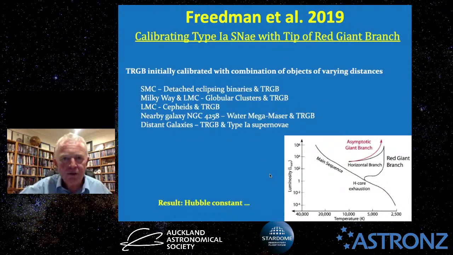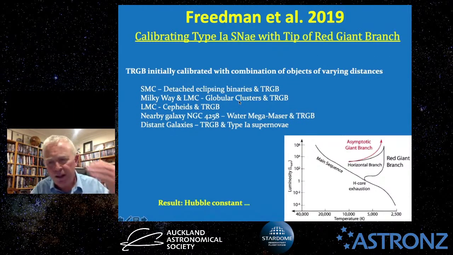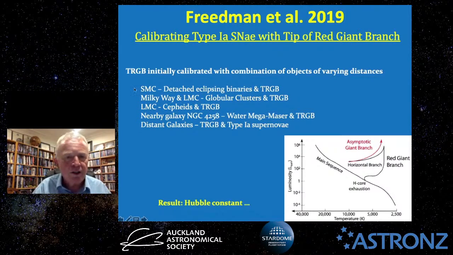So let's have a look at this. She used the tip of the red giant branch, and she initially calculated that, as the other guys did, with a combination of objects of varying distance, really to try and hammer home. So they looked at the Small Magellanic Cloud. That's another satellite galaxy. It's about 200,000 light years away from the Milky Way. And they looked at the detached eclipsing binaries there, and they matched them up with figures. They did a color magnitude diagram of the Small Magellanic Cloud, and they looked at the value for the tip of the red giant branch there, and they calibrated it.